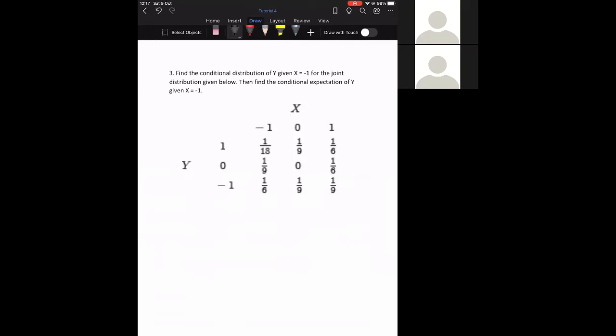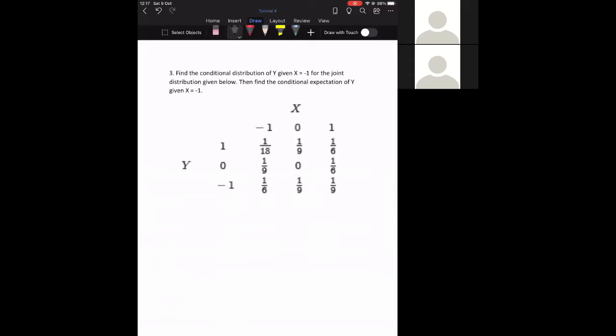All right, so once again, for the first 3 questions, we're given the same probability distribution, but we're asked for different things. So it covers a variety of topics. For this question, they ask us to find the conditional distribution of y given x is equal to -1 for the table below. And then they ask us to find the conditional expectation of y given x equals -1. So once we have the distribution, it's going to be easier to find the expectation of the conditional distribution.